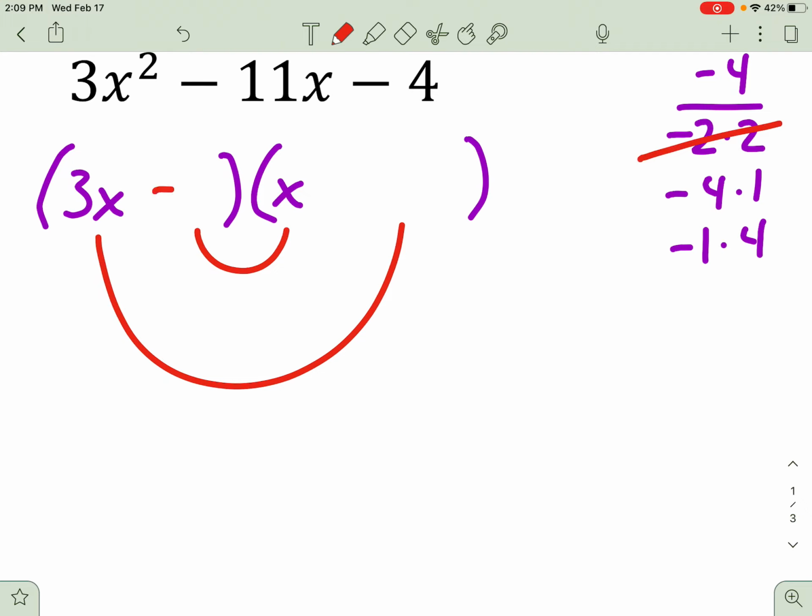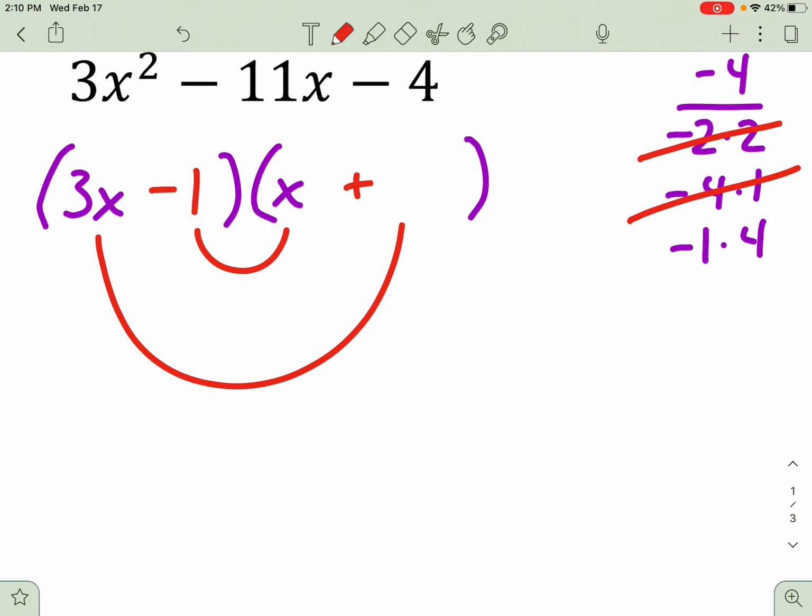All right, let's try negative 4 and positive 1. Negative 4 times x gives us a negative 4x. 3 times 1 gives us a positive 3. That would give us a negative 1x. That's also not going to work. Okay, let's try one more.